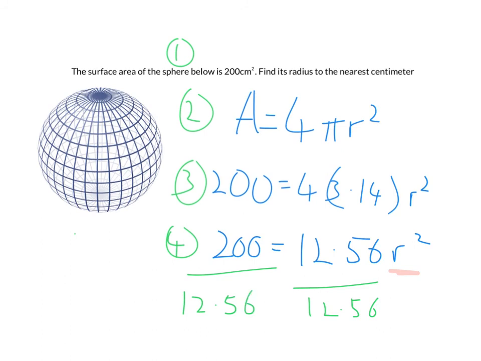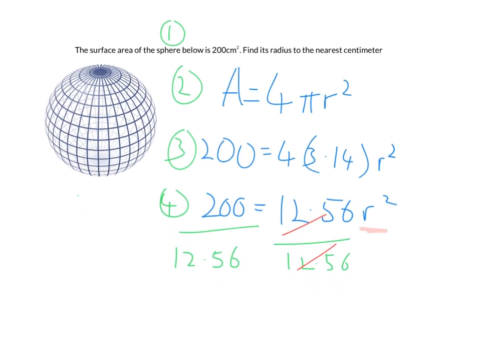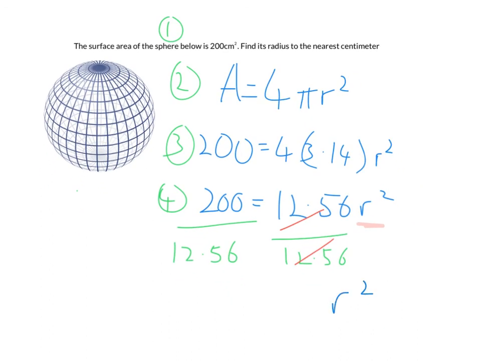If we divide the right hand side by 12.56, these two cancel. So we're just left with r squared on the right hand side. On the left hand side, when we divide 200 by 12.56, we get 15.92. Now this is a longer decimal, but because we started off with 2 decimal places, we'll just keep it to 2 decimal places for now.